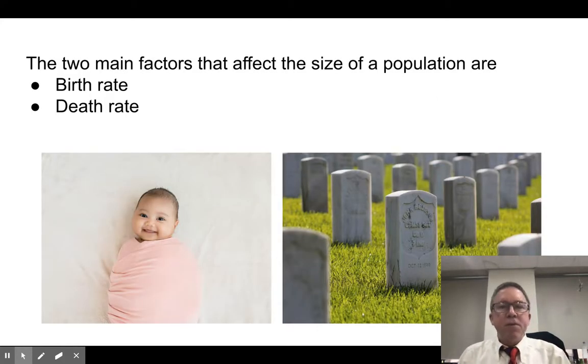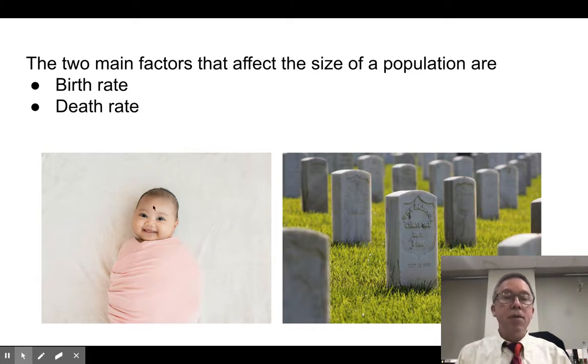So basically, we're going to start talking about populations now, and when it comes to the size of a population, how many individuals are in a population, there's really two main factors that matter. There's four, but we're just going to focus on two. The two main ones are birth rate, the rate at which new individuals are born into the population, and death rate, the rate at which members move out of the population because they die. There's also immigration, moving in, and emigration, moving out, but we're not going to worry about that right now. So we're just going to talk about birth rate and death rate.